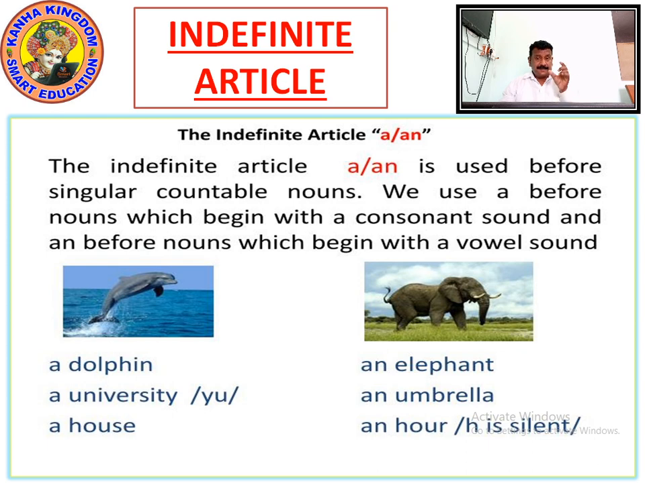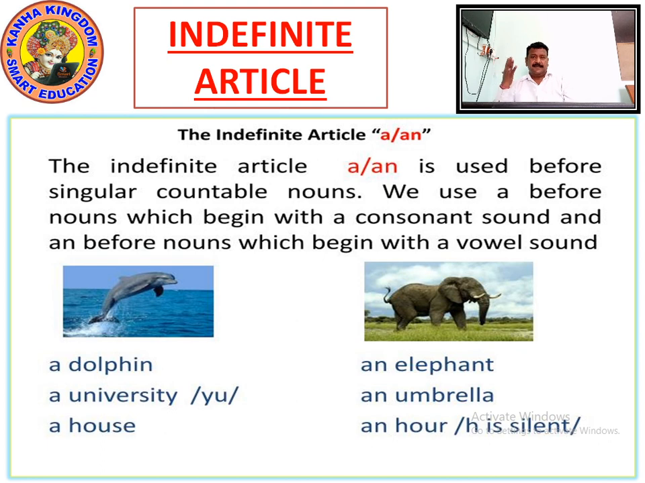Right? The indefinite articles are A and AN. A and AN are used before a singular countable noun. Singular means single, one. We use A before nouns which begin with a consonant.